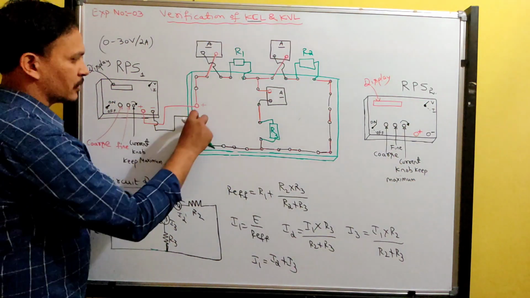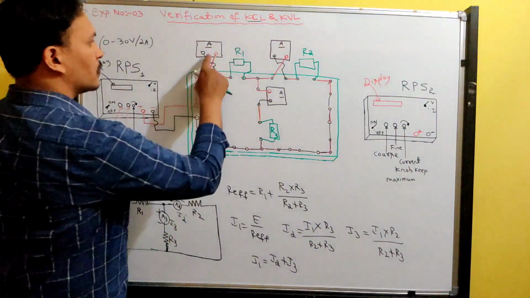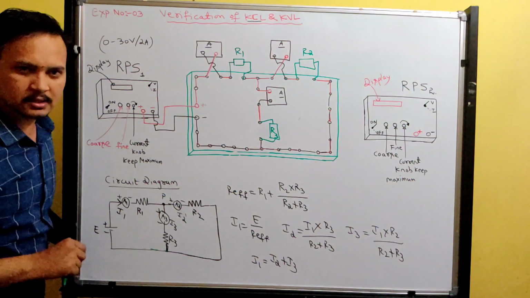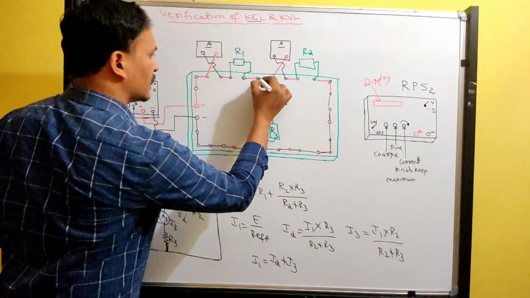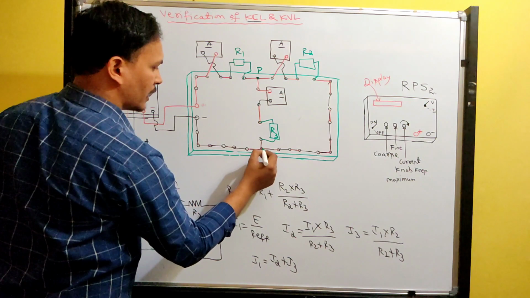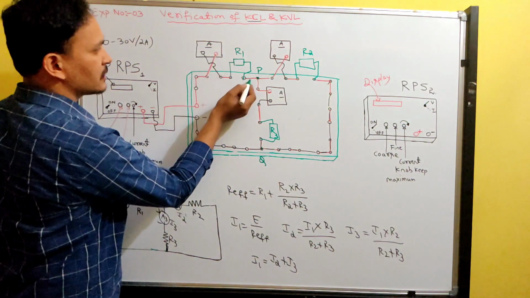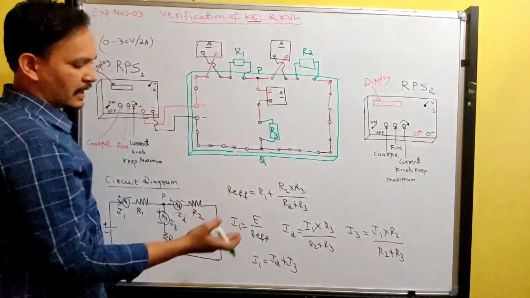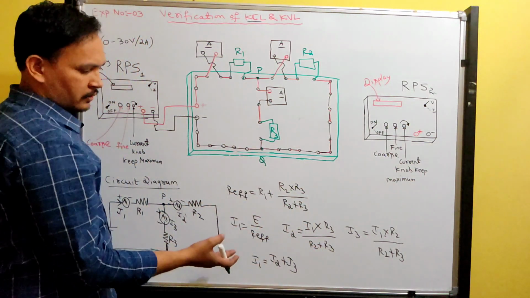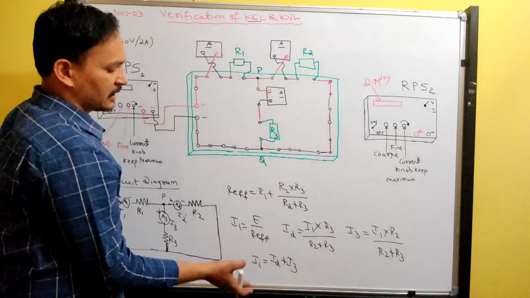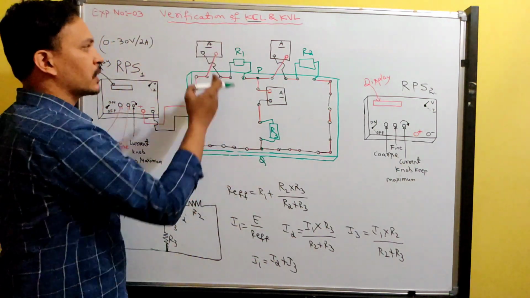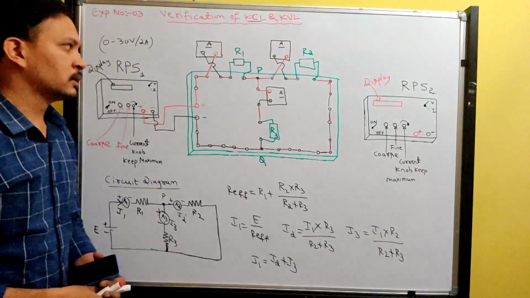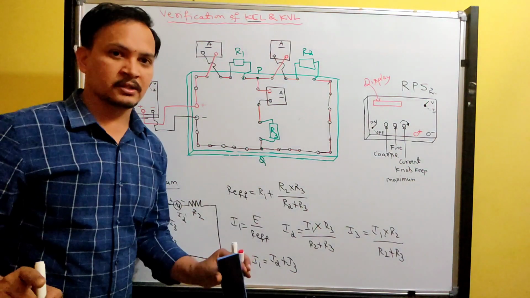Then that voltage will appear in the circuit and the ammeters will show the readings of the current flowing through all the resistors. So we can verify KCL at this particular node. This is point P and this is point Q. Entering current is I1 and outgoing currents are I2 and I3. We have calculated theoretical readings of I1, I2 and I3 like this, and practically we are getting like this. You can show that to the professor.